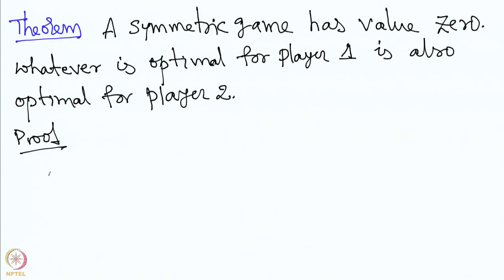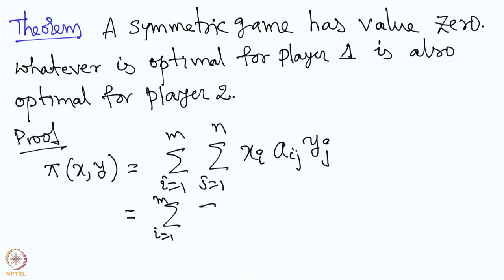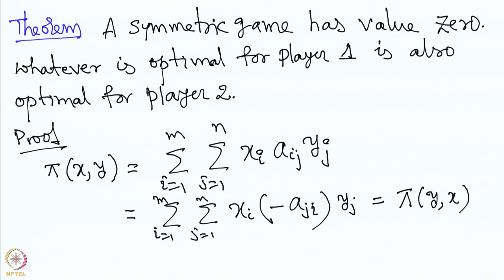So, what do we have? Pi(x, y) is nothing but the summation i equals 1 to m, summation j equals 1 to n, of x_i a_ij y_j. This is the same as the summation i equals 1 to m, summation j equals 1 to n, of x_i times minus a_ji, by the symmetric property of this game. If the game is symmetric, the payoff matrix is going to be a skew symmetric matrix, times y_j. So, if you rewrite this one, this is going to be minus pi(y, x).